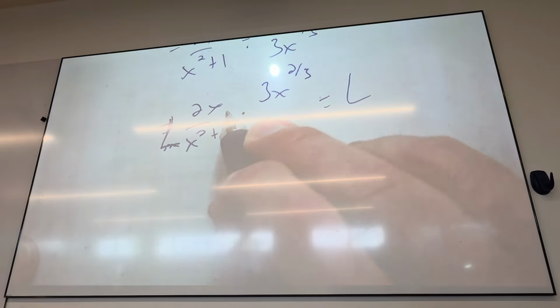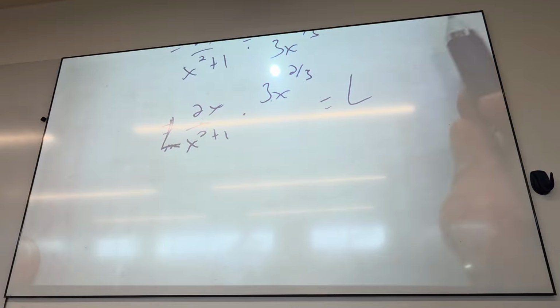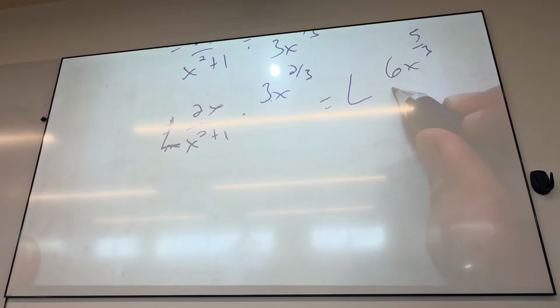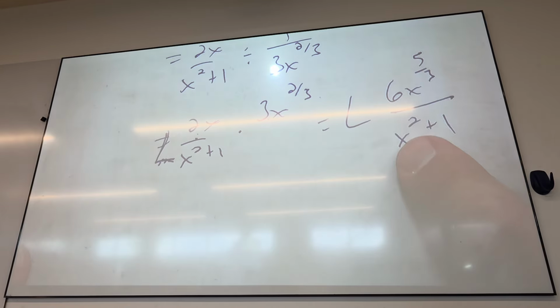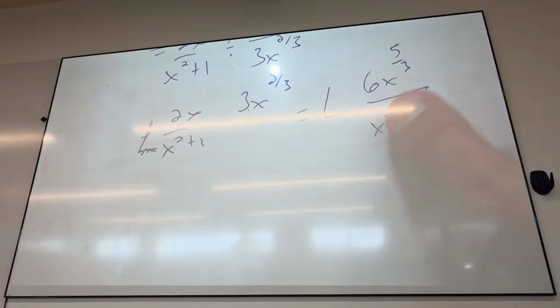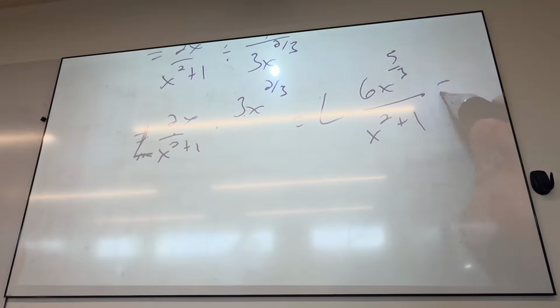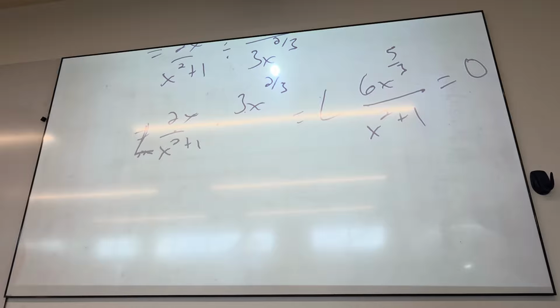So that becomes 6x to the 5/3 over x squared plus 1. And now I can see which degree is higher. The bottom is, yes? You with me? 5/3 is smaller than 2. So what's this limit going to be? 0. Because the bottom's got a higher degree, the bottom's growing faster, the whole thing's going to get small.